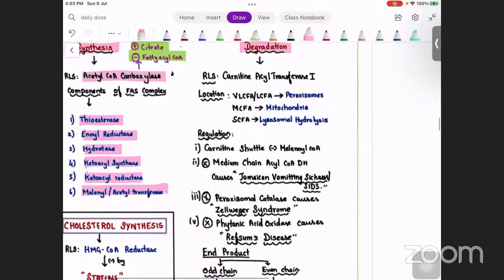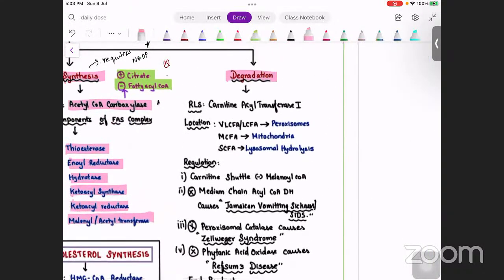Then you have the degradation of your fatty acids. Understand the degradation part very carefully. We compiled the high yield areas where you need to focus and where you need not focus. It has been clearly written. Make sure you know every single point of it.